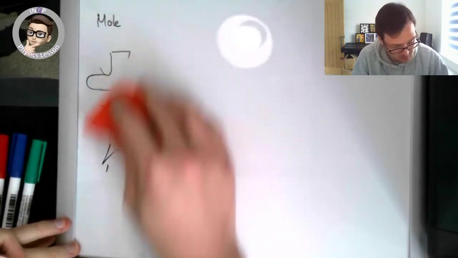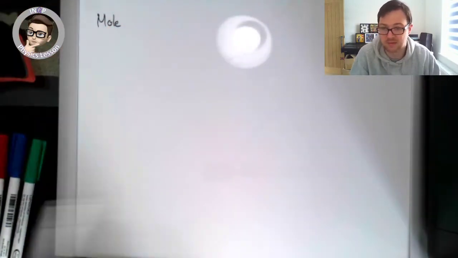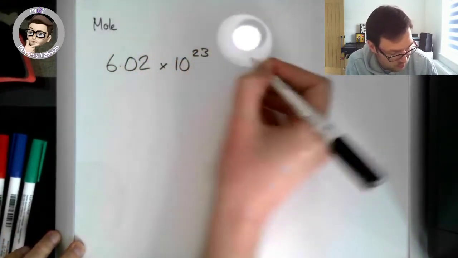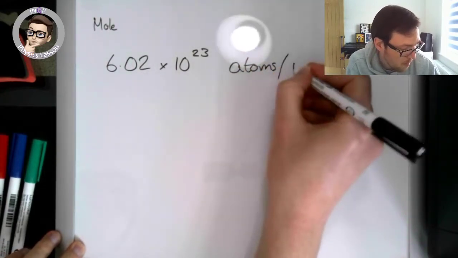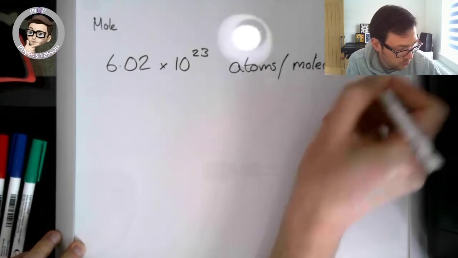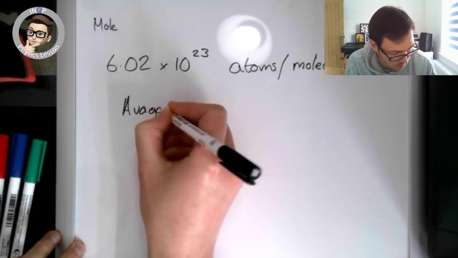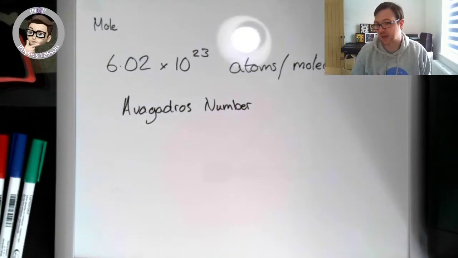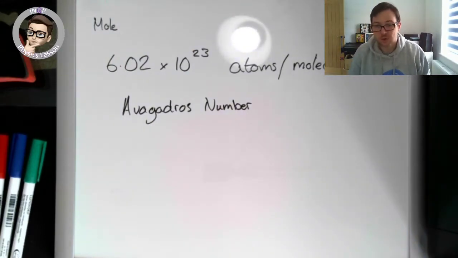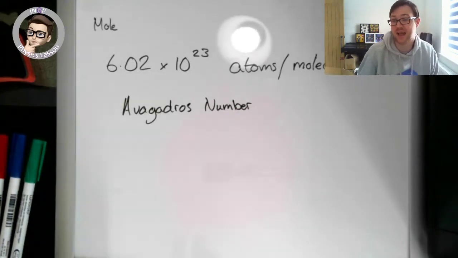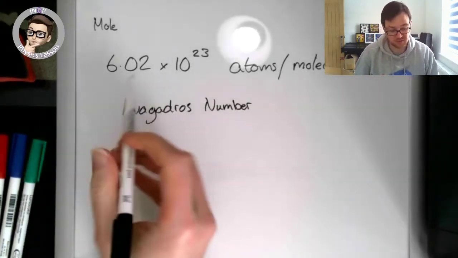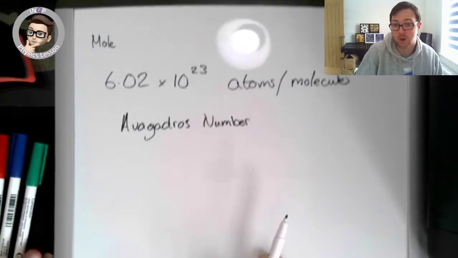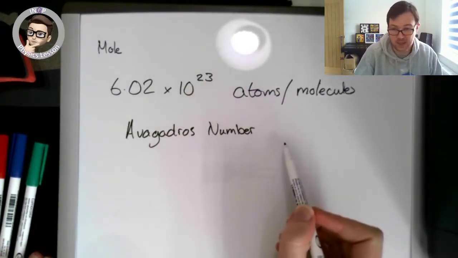But in our case, we're talking about a mole, and a mole is just a number, and it's a specific number. It is 6.02 times 10 to the 23 atoms or molecules. And this is a really important number known as Avogadro's number, or Avogadro's constant, because it was Avogadro who came up with this idea in the first place. So we could have a dozen eggs, a dozen atoms, or a mole of eggs, which would be 6.02 times 10 to the 23 eggs, or we could have a mole of atoms or molecules.